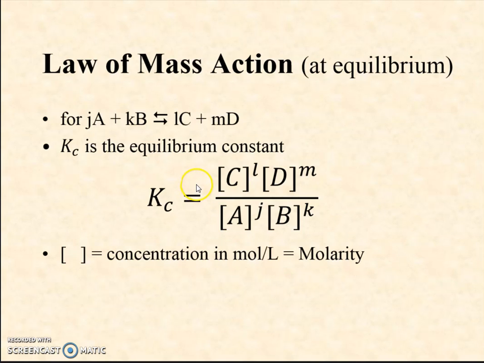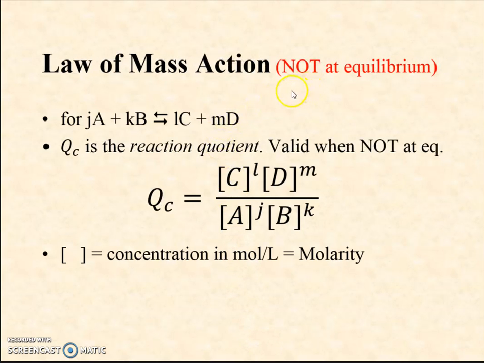Now the values we would plug and chug in would have to be at equilibrium for this to be true. When we see brackets, this implies a concentration in moles per liter. Usually this is for aqueous solutions, but it can be done for gases if you know this information.